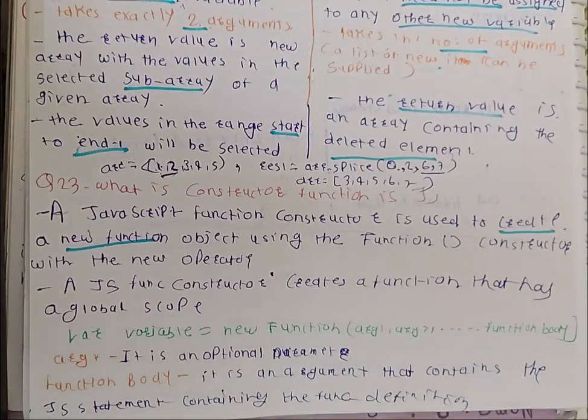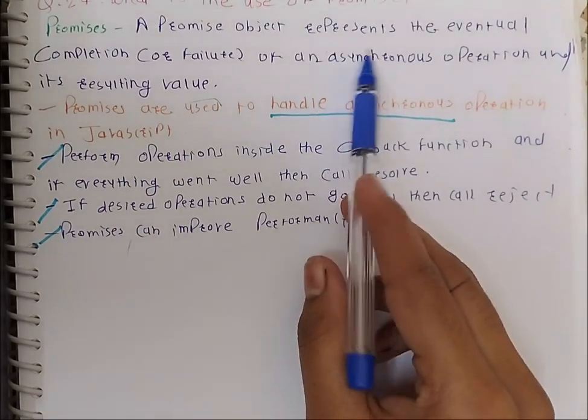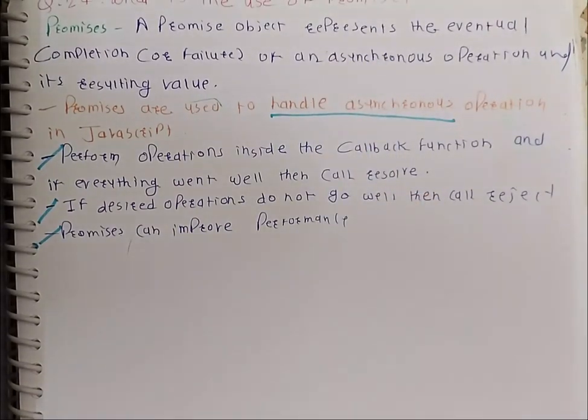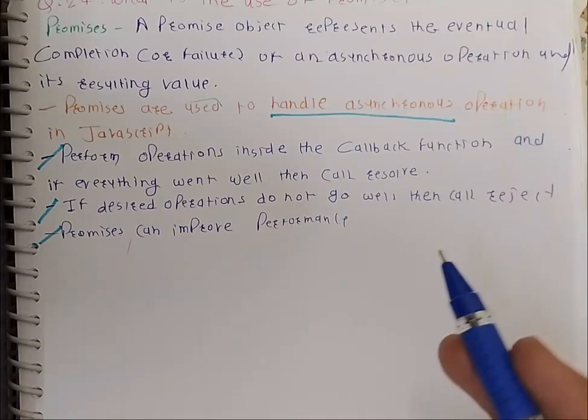The function body is an argument that contains the JavaScript statements containing the function definition. Then, what is the use of promise? A promise is basically an object that represents the eventual completion or failure of an asynchronous operation and its resulting value.